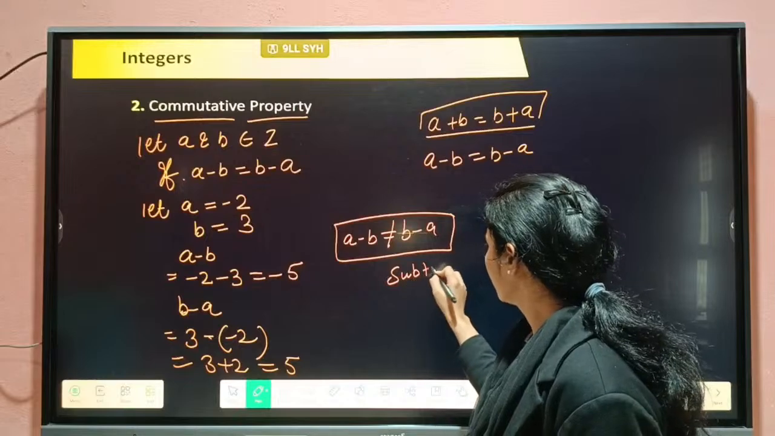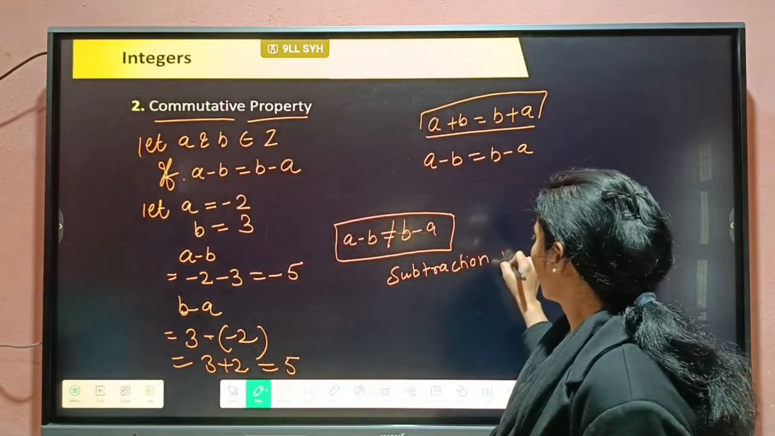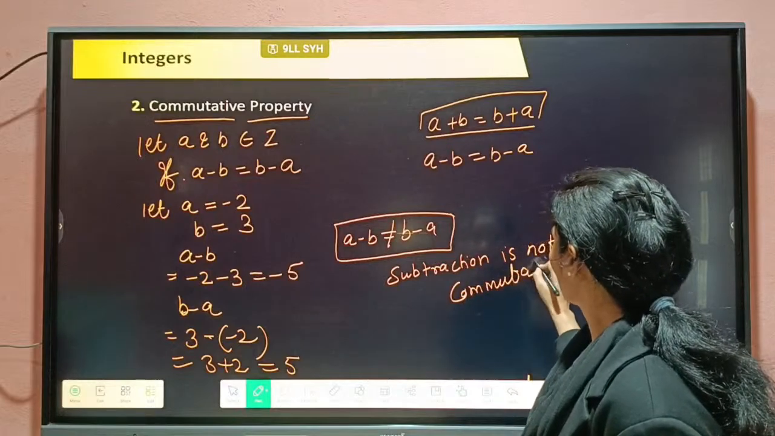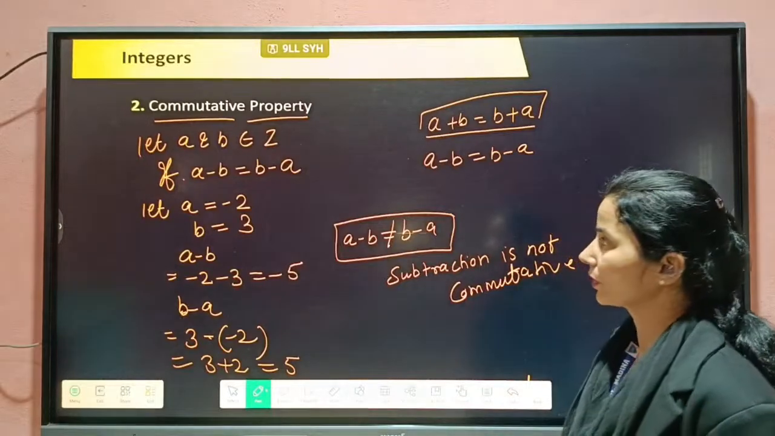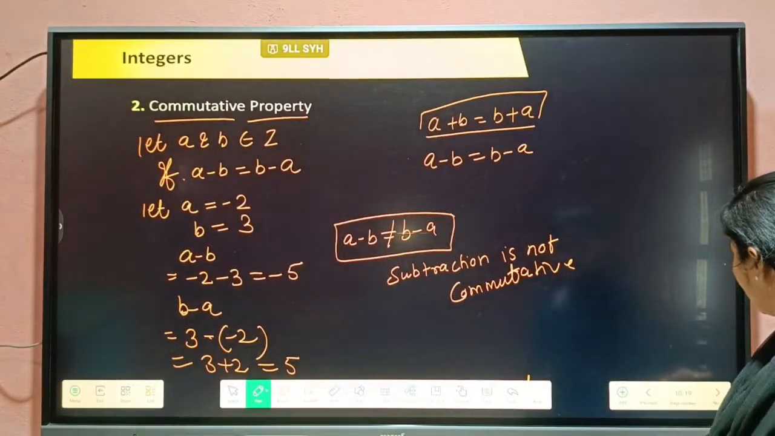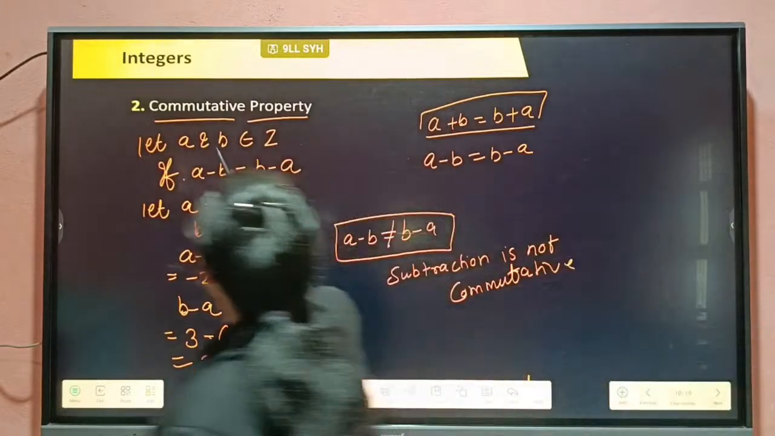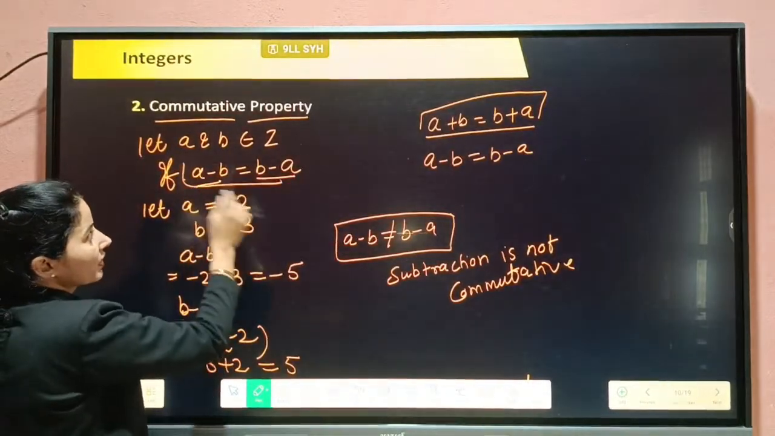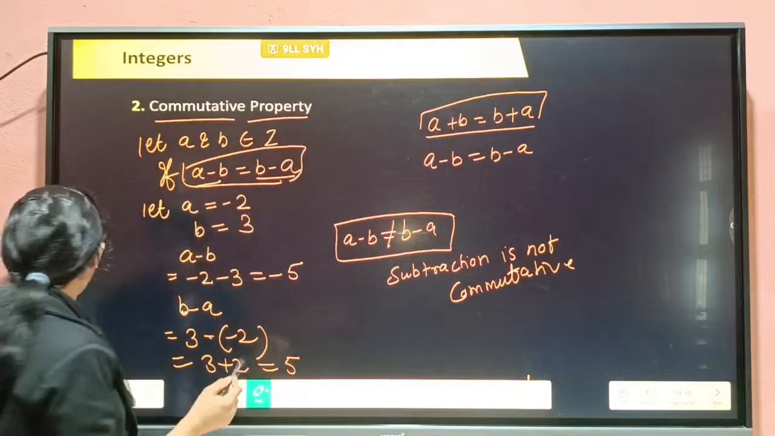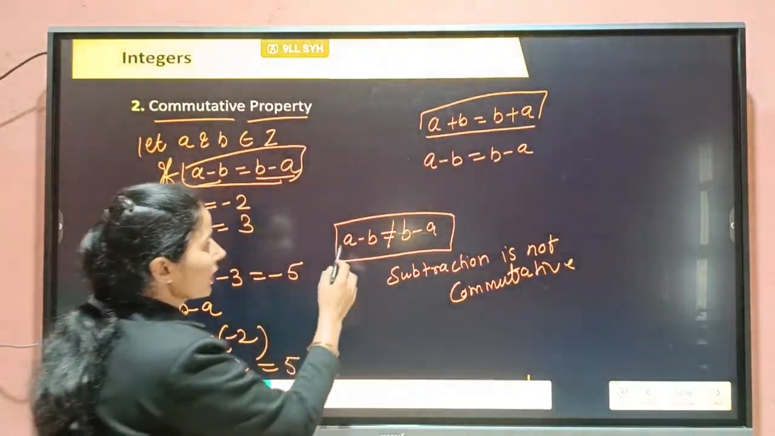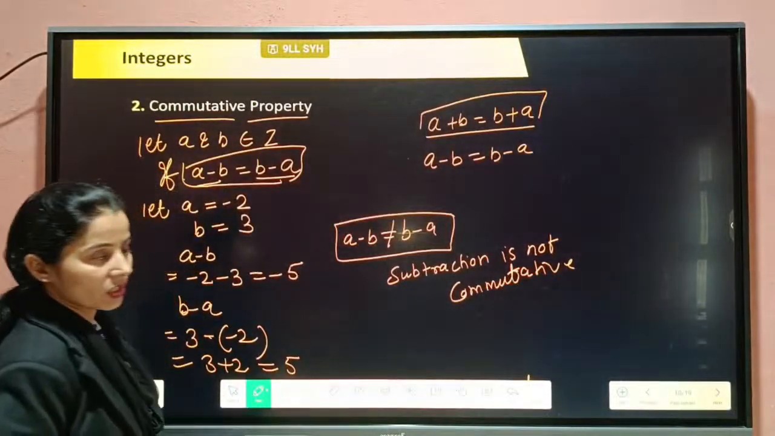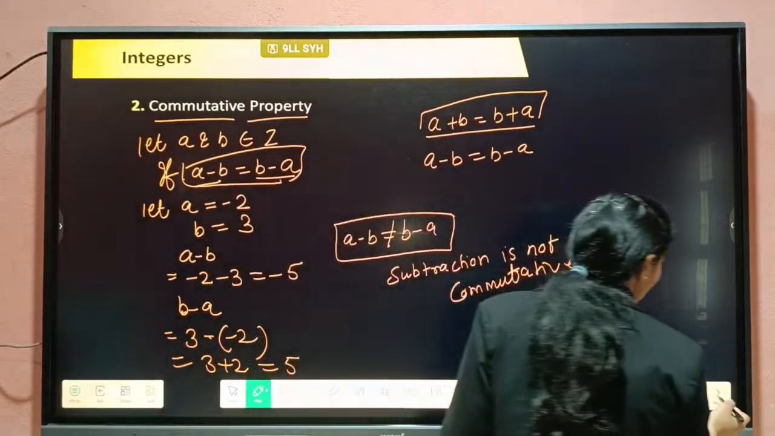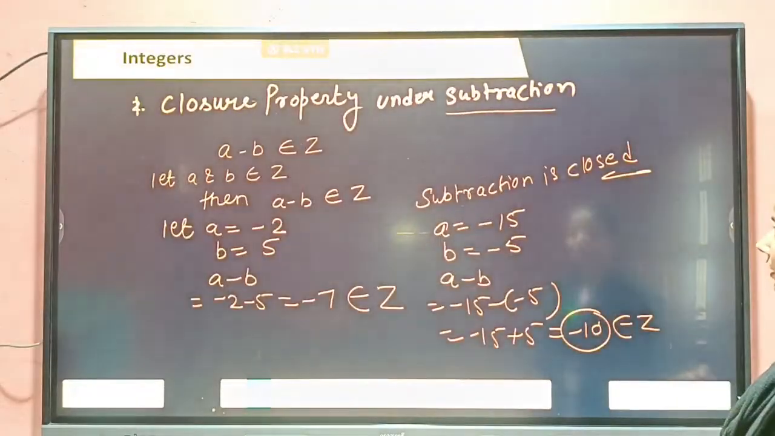Subtraction is not commutative. So what is commutative property? A minus B and B minus A must be equal. If this condition is satisfied, then we can say subtraction is commutative, otherwise no. Here A minus B is not equal to B minus A. By taking particular values of A and B, we verified that subtraction is not commutative.